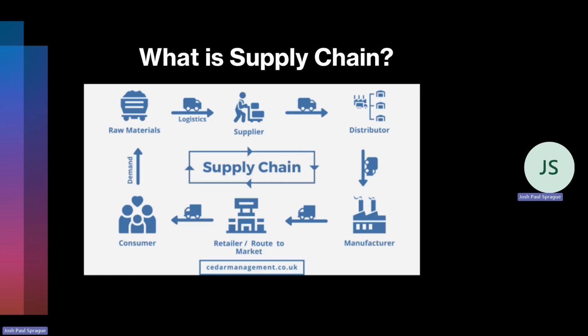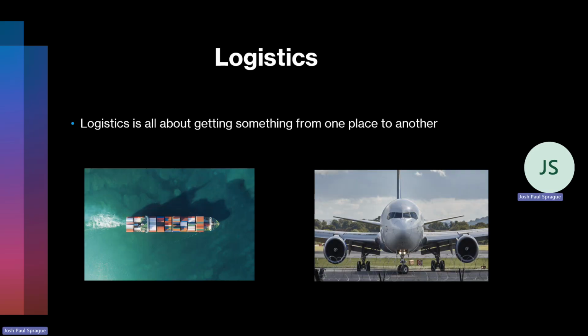And so, as you can see on this diagram here, there are some big steps, but between them all there's always the same thing, and that's logistics. Logistics is all about getting something from one place to another. And in my opinion, it's the most important step of the supply chain. So logistics is: how do I get these raw materials to a manufacturer, then get the manufactured goods to a retailer, and then get those to the consumer. It's also the hardest part.